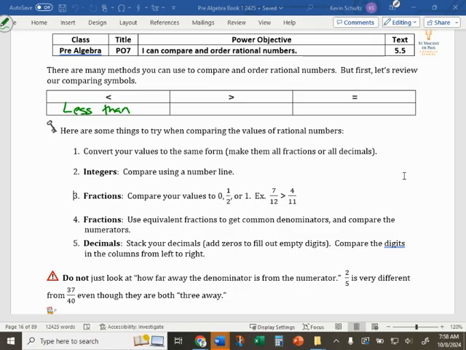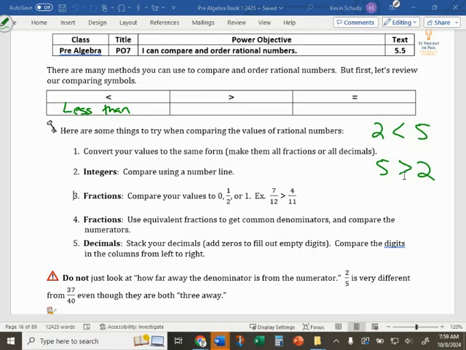So if we're comparing 2 and 5, would you agree that 2 is less than 5? Right? And we have the open side toward that greater value. If I reverse this, if I put the 5 first, 5 is greater than 2. Would you agree with that? And our open side is still facing the greater value. So that rule holds here.